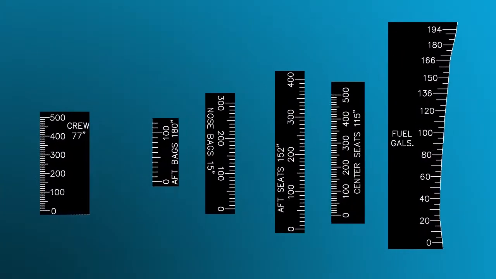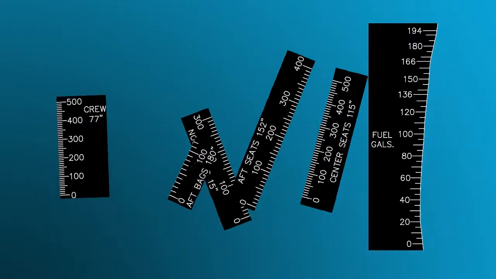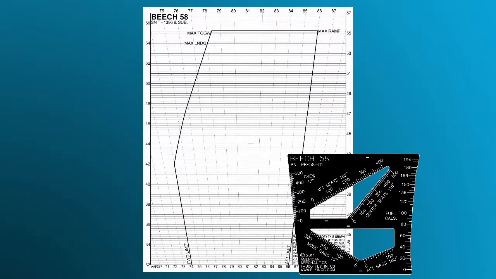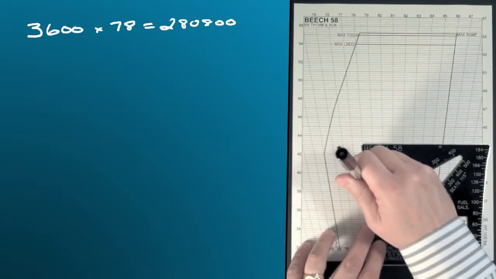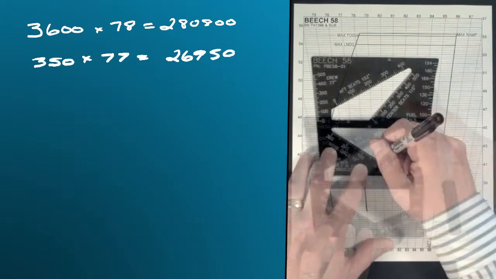Each calculator consists of several rulers that represent each loading position in the aircraft. These rulers are combined on an aluminum plotter, which is used to draw on a paper graph containing your aircraft's center of gravity envelope. It's as simple as drawing a line that represents the weight of passengers, baggage, and fuel.